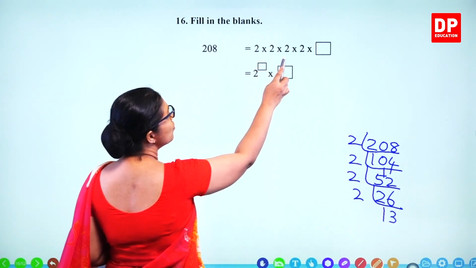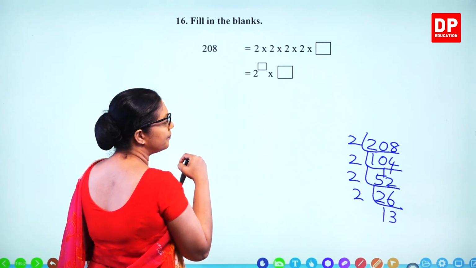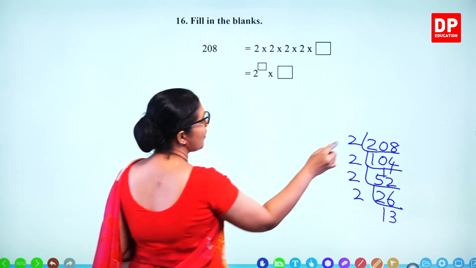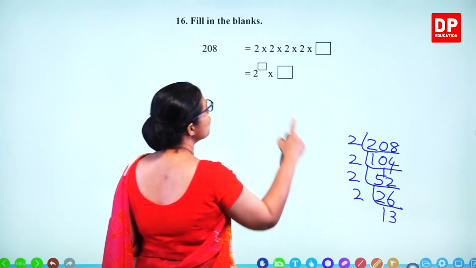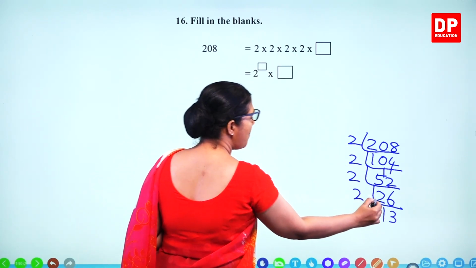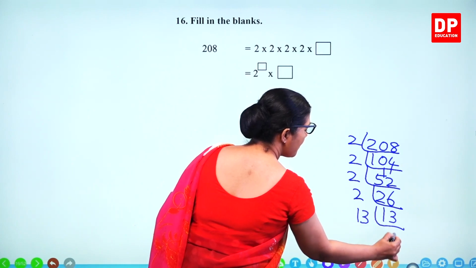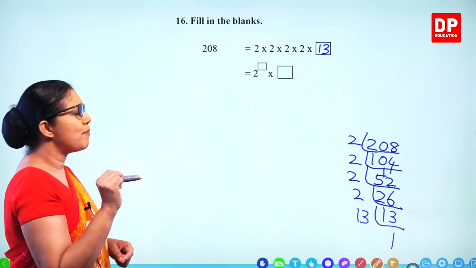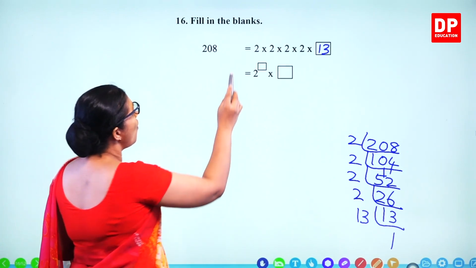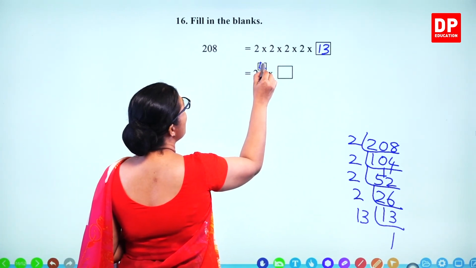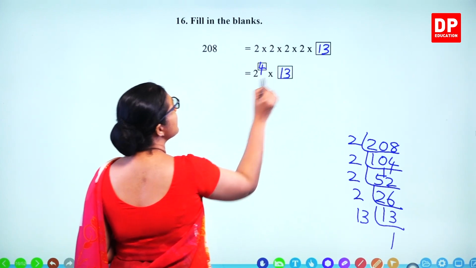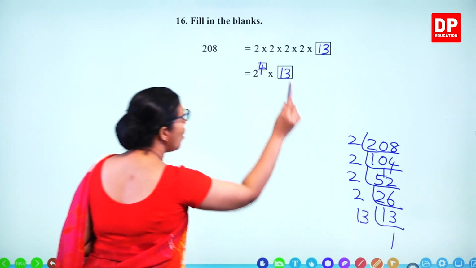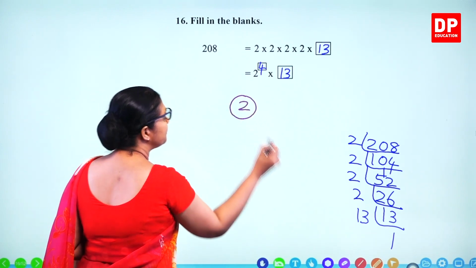So, 2, 2, 2, 2. 2 4s are there. 2 times 2 times 2 times 2. Already there. So, what's the other number? You have to divide by 13. So, this number is 13. 13 is a prime number. So, 2 to the power 4 and 13. You get 2 marks for this one.